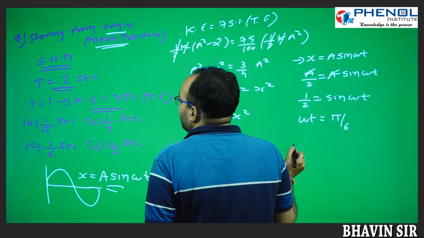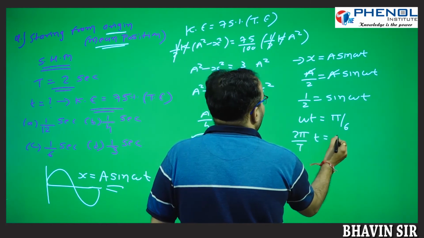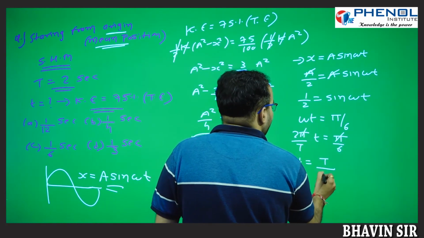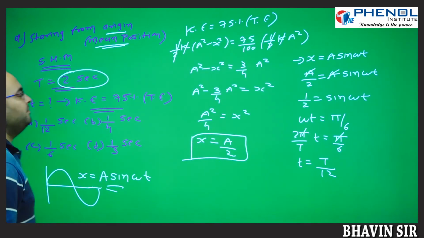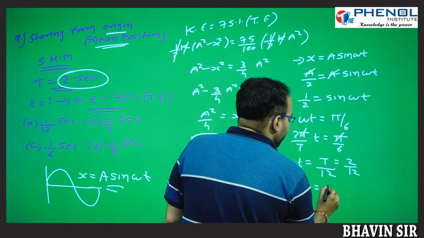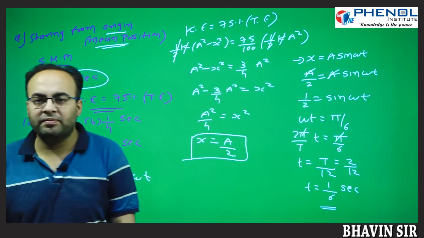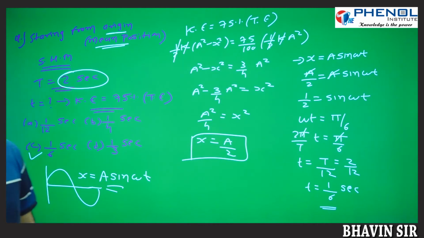Now we want to find time, and the time period is given, so omega is 2 pi by T. Pi cancels, so what is the time? T by 12. And what is the time period? 2 seconds, so 2/12. So what is the time? 1/6 second. Okay, so what is the correct answer? 1/6 second.